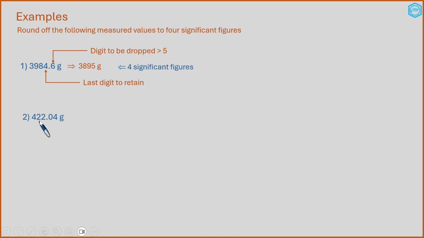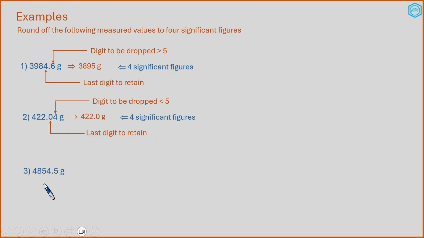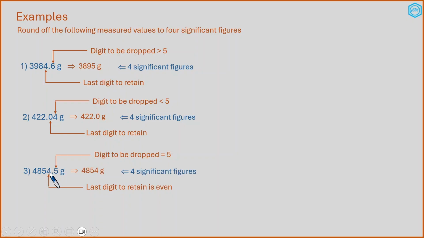Second one, 422.04 gram. So the last digit to be retained is 0, so that there will be 4 significant figures, and the digit to be dropped is less than 5. So it remains as such and there are 4 significant figures. Then another one, 4854.5 gram. The last digit to be retained is 4 and the digit to be dropped is equal to 5. Since this is an even number, it will remain as such. And again 4 significant figures.